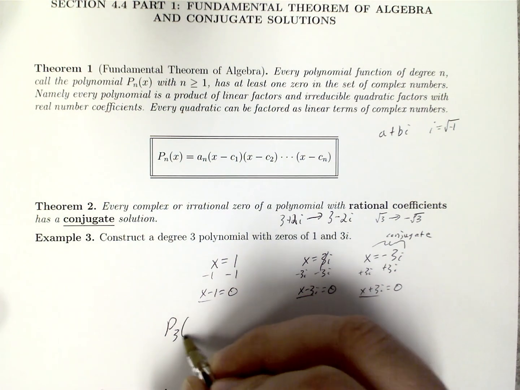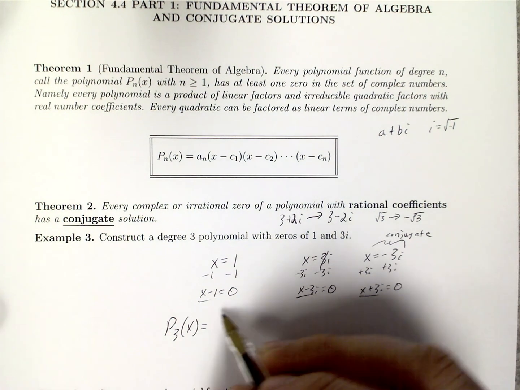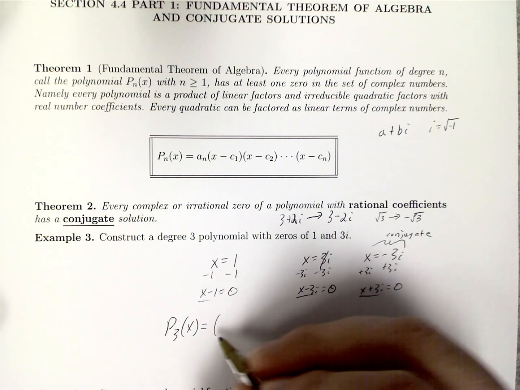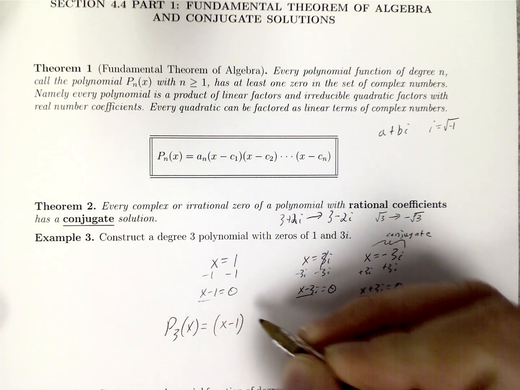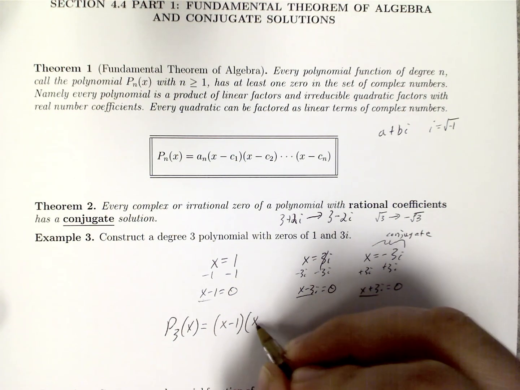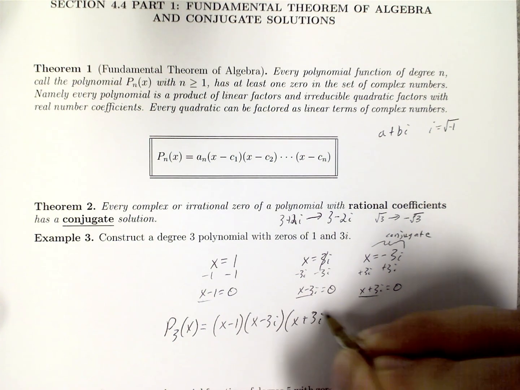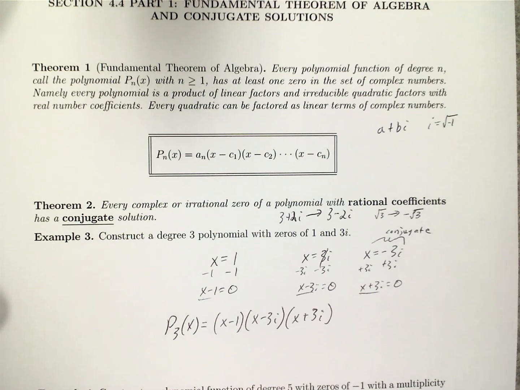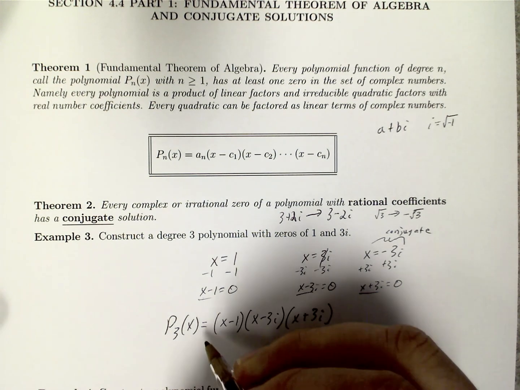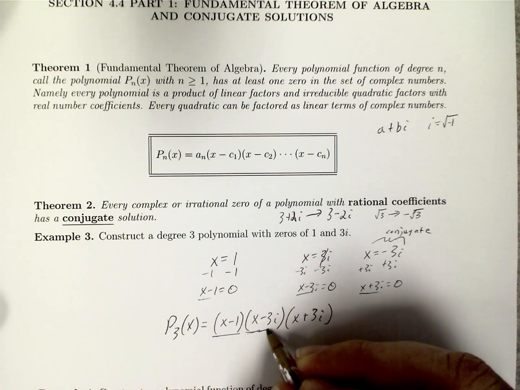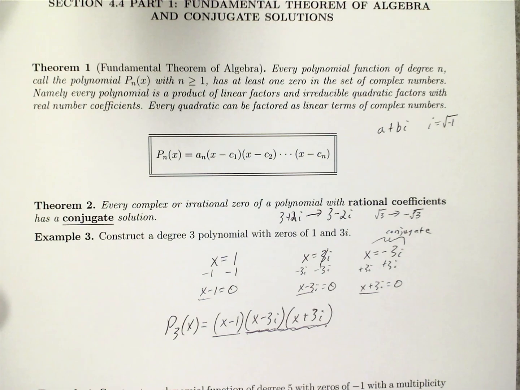So a polynomial of degree 3: well, if we just take x minus 1, x minus 3i, and x plus 3i, that would multiply to be a degree 3 polynomial with a leading term, and each one of these would be factors. Now, usually we want to write these without irrationals. We want to have them all have rational coefficients. So what we're going to do is, at the very least, make sure these get multiplied.